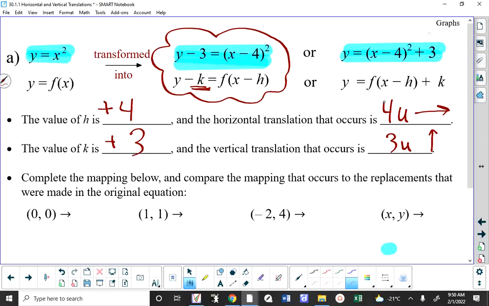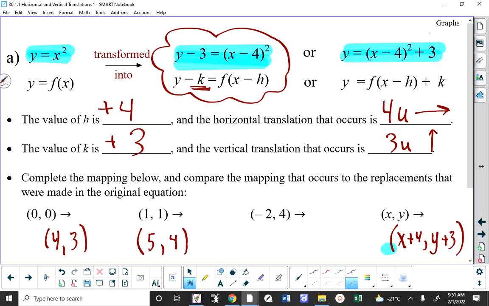The mapping, we could either look at the graph that I've generated, or we could just say this becomes 4, 3. And I'm going to cut to the chase here because (x, y) will always become (x plus 4, y plus 3) in this example. You're adding 4 to x because you're shifting 4 units to the right. You're adding 3 to y because you're shifting 3 units up. And quite frankly, I don't care if you complete the mapping of these other points. We can add 4 to x and 3 to y. This is the important thing right here. Any questions with 2a?